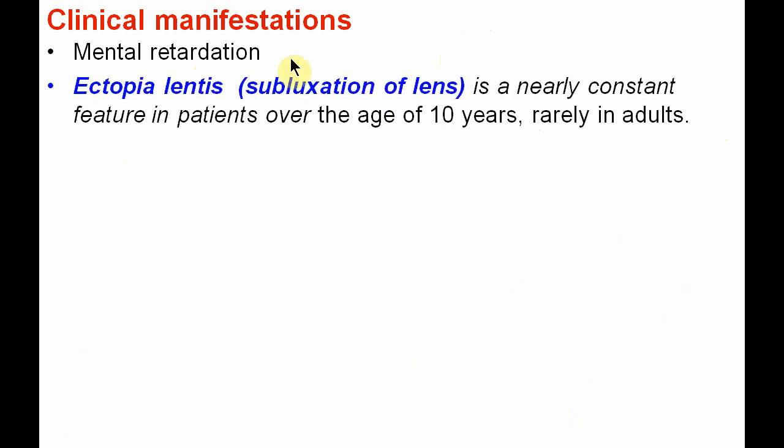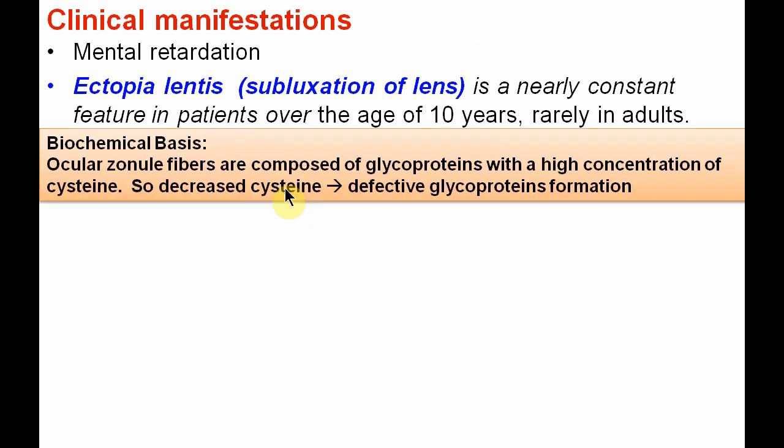Mental retardation is an important clinical manifestation. Then ectopia lentis, that is subluxation of the lens, is nearly a constant feature in patients over the age of 10 years but rarely seen in adults. So what is the biochemical basis behind it?